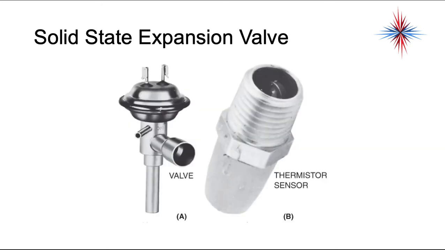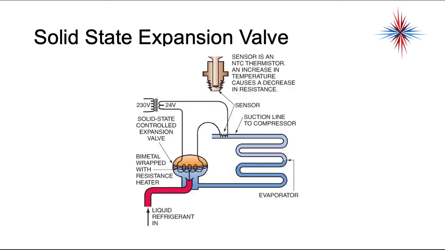This is an example of a solid-state valve and a thermistor. That thermistor actually screws into the suction line and is in direct contact with the suction vapor. If liquid touches it, it closes that valve. It protects the compressor. However, this requires some additional components, for example, a solid-state controller. So what we have is the sensor, a solid-state controlled expansion valve, and a bimetal wrapped with a resistance heater.